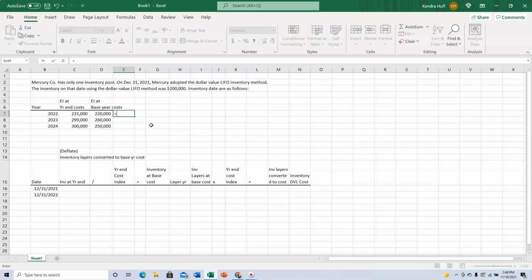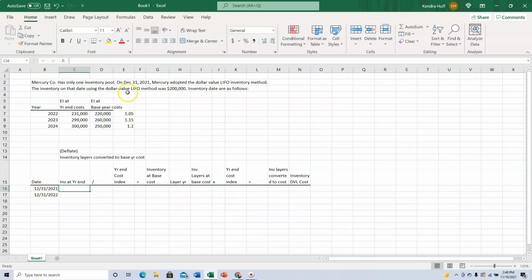The calculation for that was the current year, which in 2022 is the 231, divided by the base year, which is the 220, at base year cost. And then it's that same thing the whole way down here: ending inventory at year-end cost divided by ending inventory at the base year cost. I think they kind of did a little work for us, and they already deflated it, and that's how they got these, but that's what I'm going with.